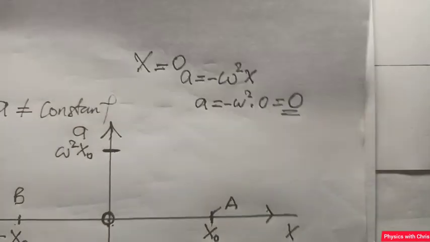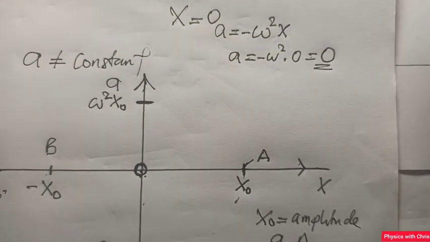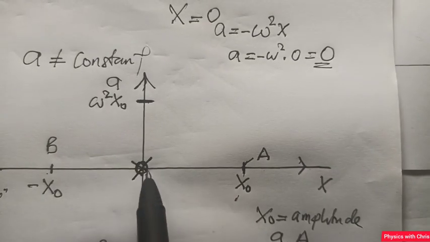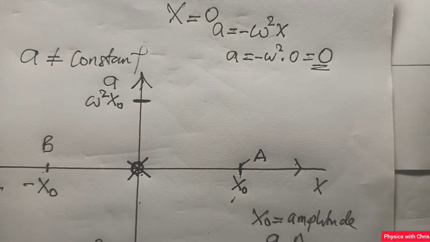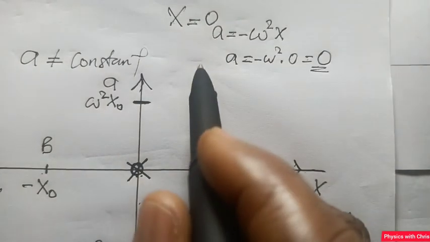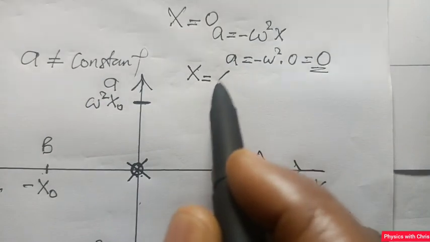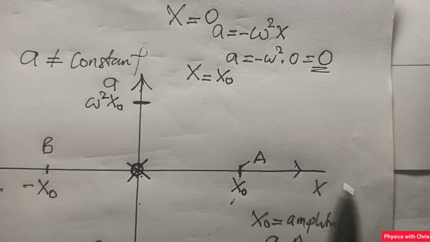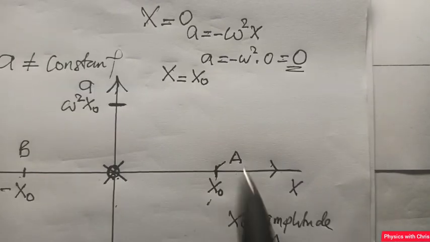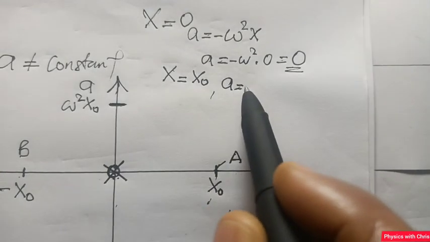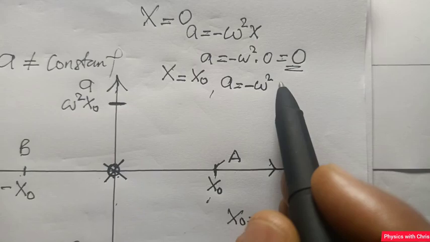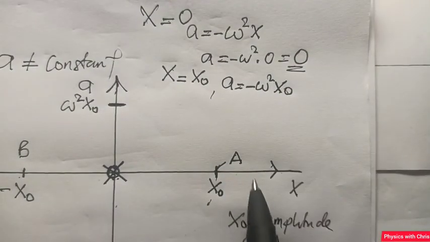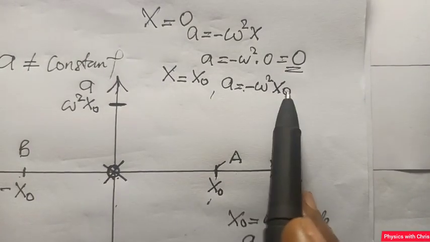So I come here now. When the displacement is 0, the acceleration is 0. I'm going to plot the origin of my axis. Okay, so now let's move to another point. How about when the displacement is equal to the amplitude x naught, positive? That is when the ball swings from point O to point A, positive displacement x naught. It means that the acceleration a is minus omega squared times, and I replace this x with x naught. That gives me minus omega squared x naught.